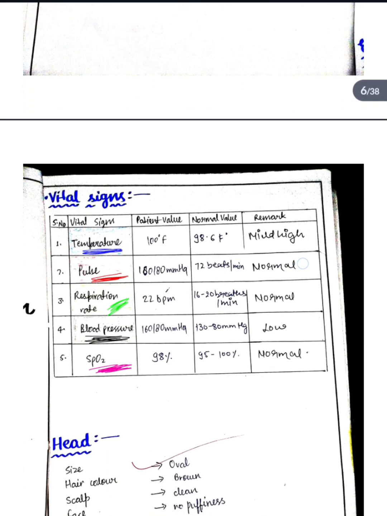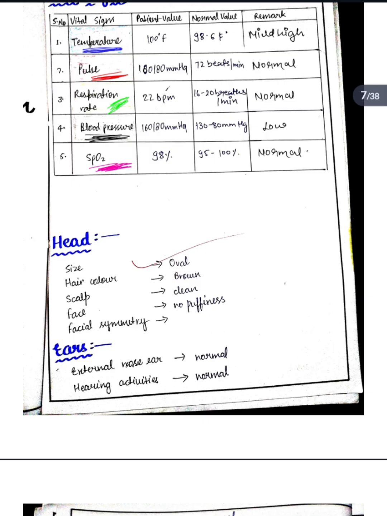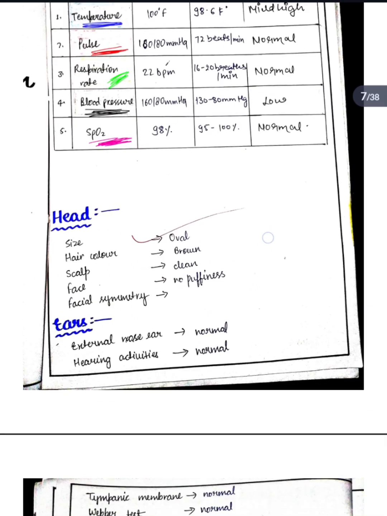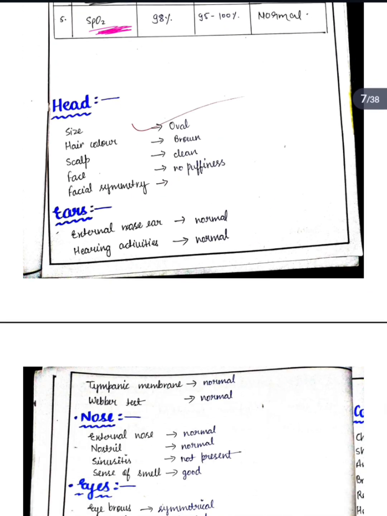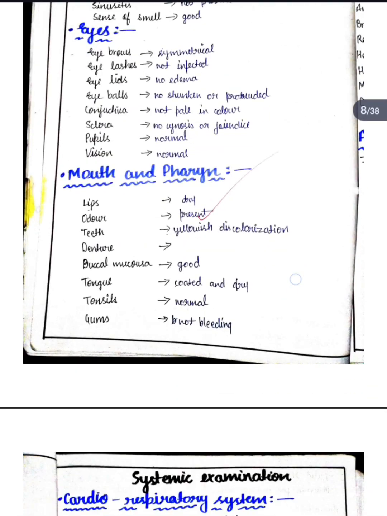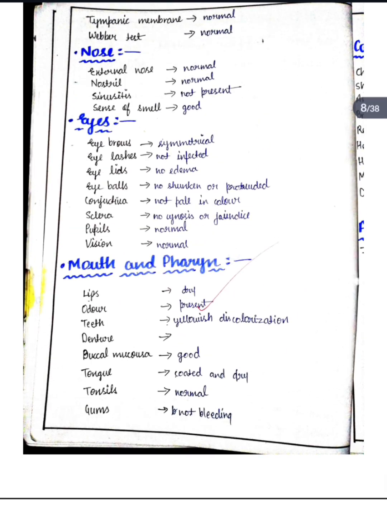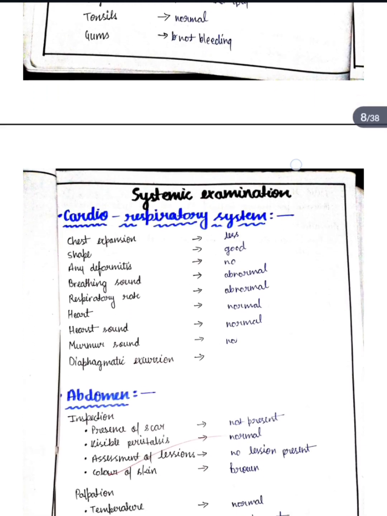Then you move to physical examination, vital signs. Remember, in vital signs, my teacher told me the vital signs are represented by indicating colors: blue, red, green, black, and pink. You should surely indicate them with these colors. Then you do the head to toe examination, like head, ear, nose, eyes, mouth, and pharynx. Everything you should write about the eyes and nose, color, structure, everything.